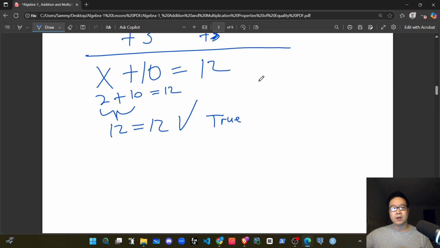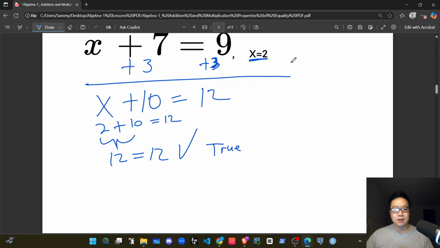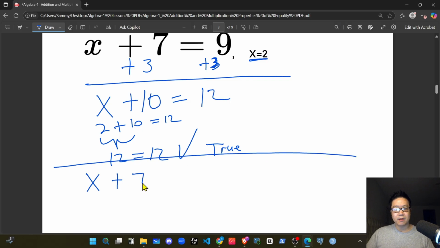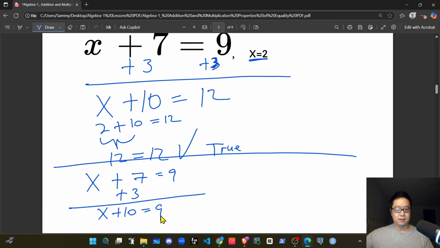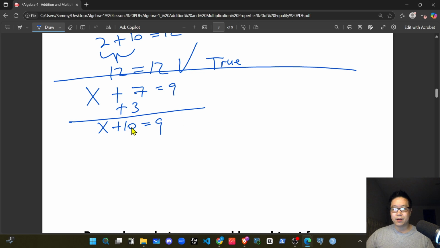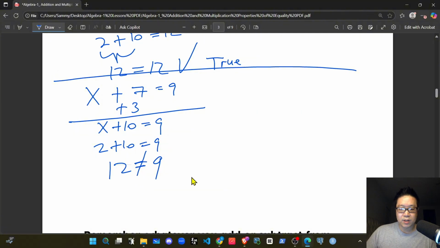Now, what happens if we only add 3 to one side? What do you think happens then? So instead of adding 3 to both sides, let's try adding 3 to the left side only. So what happens is we get x plus 10 equals 9. And if we plug in our known value of x, which is 2, what happens is we get 12 on the left-hand side and 9 on the right-hand side. And this is false. 12 does not equal 9. Therefore, this is a false equation.